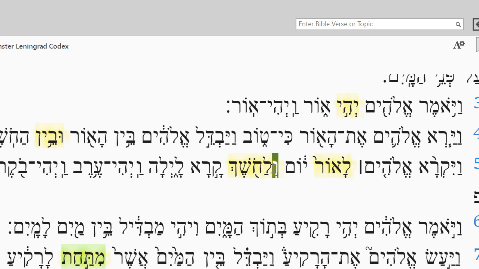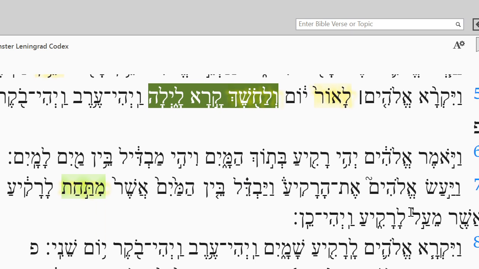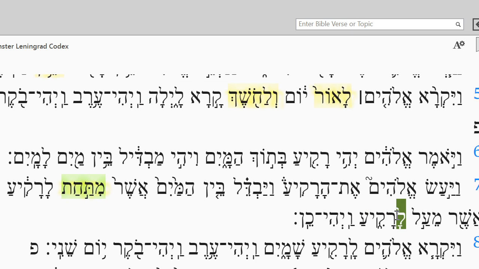So this is, and the darkness. Okay, so if I said choshek means light, I'm sorry, choshek means darkness. Okay, v'choshek, and the darkness. Kara, he called, laylah, night. So here we see another example of la being translated as the.